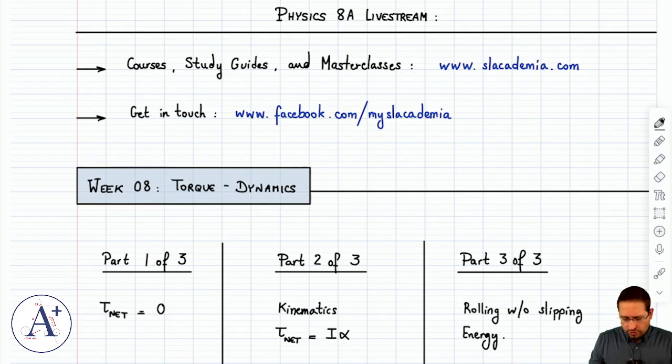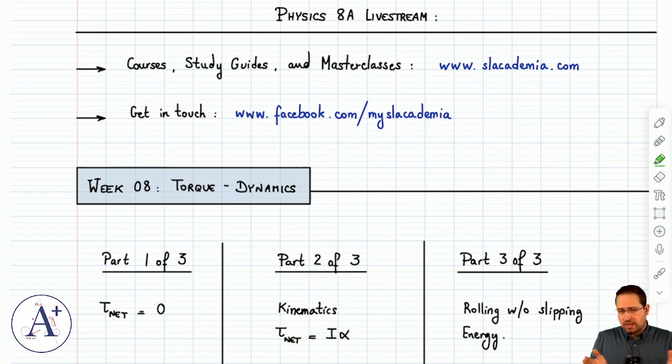So if we recap real quick, a couple of things. The first thing is that I said I'd like to do the torque chapter in 3 different parts so that we can compartmentalize each one and move through them in a logical way where we learn something and then we build on it and keep building. For example, last week we started with torque net equals 0. This week we're going to upgrade to torque net equals I alpha.